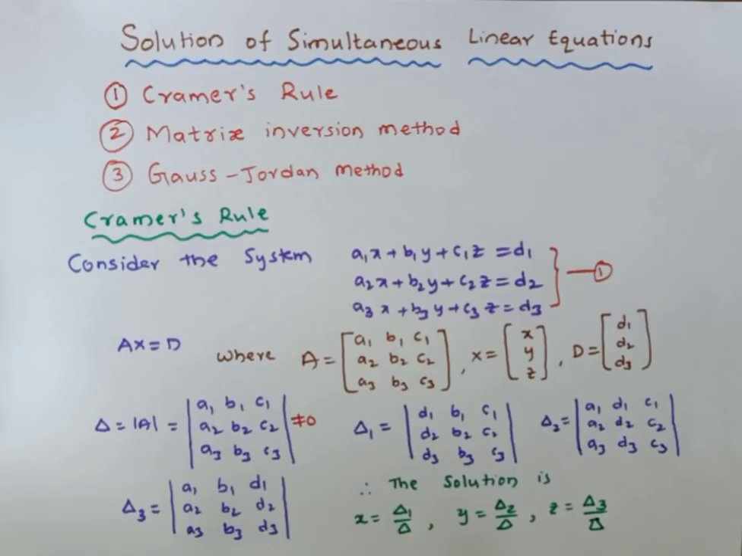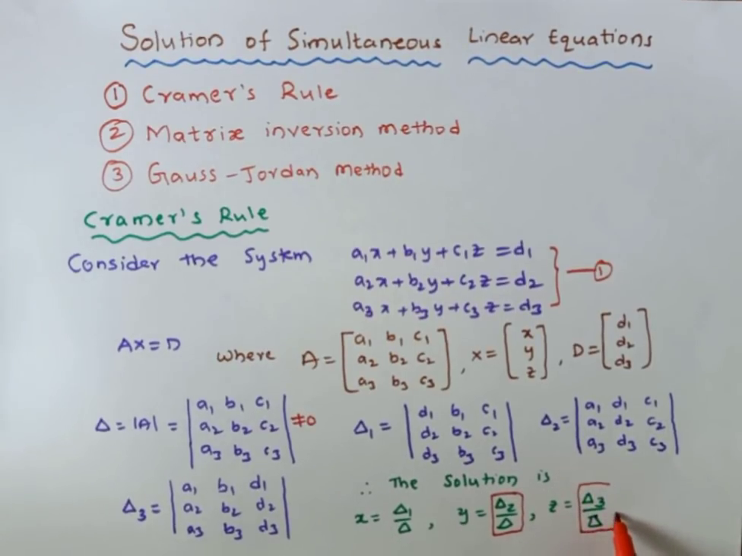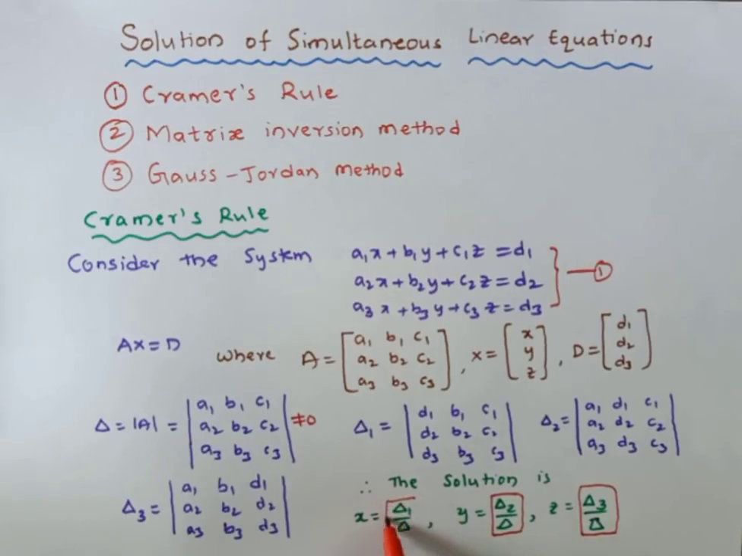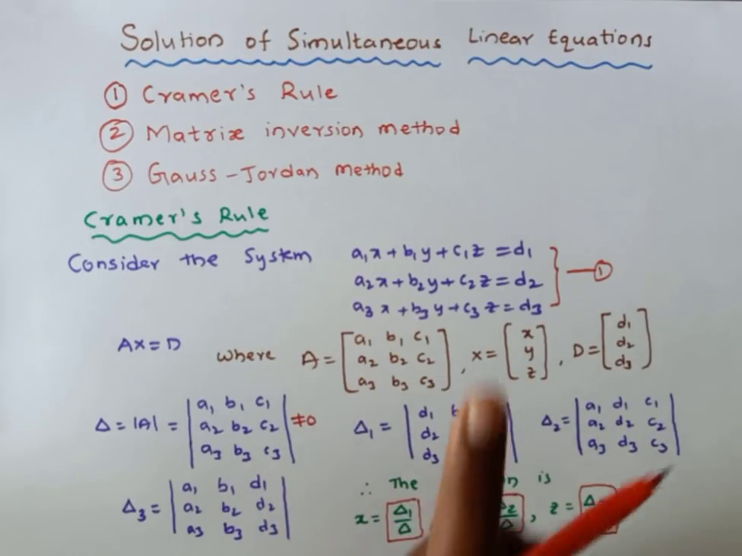By evaluating delta 1 by delta, we get the value of x, delta 2 by delta gives the value of y, and delta 3 divided by delta gives the value of z. You can observe that in the values of x, y, z every expression contains delta in the denominator. If delta is 0, then something divided by 0 is undefined. That's why the value of delta must not be equal to 0 whenever we apply Cramer's rule. If it is 0, then this method is not applicable for the given system.